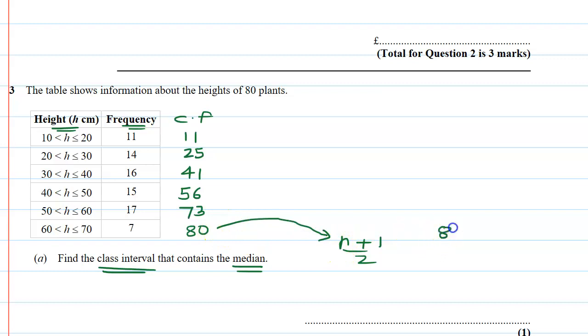So if we write down here 80 plus 1 divided by 2, it will be 81 divided by 2. If you divide 81 by 2, it will be 40.5. So you need to see where 40.5 is coming. So 40.5 is coming here, from 25 till 41, 40.5 is coming here. So your median class interval will be this, right?